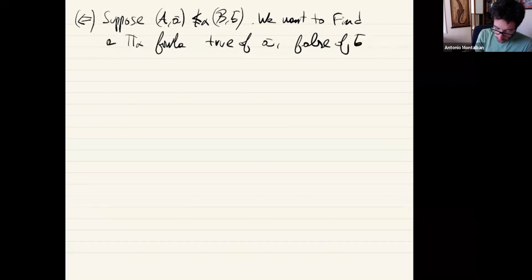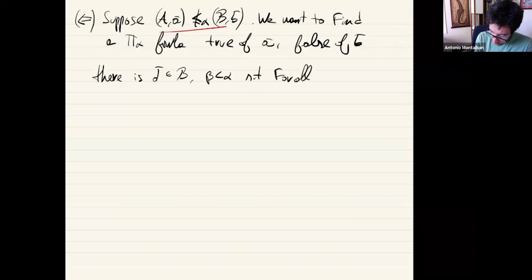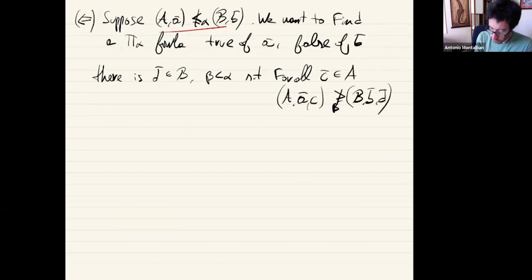Again, it's transfinite induction. This implies that there is a tuple D in B and a beta less than alpha, such that for all C in A of the same length, we have that C is not above B, D. That's the definition of the back and forth.